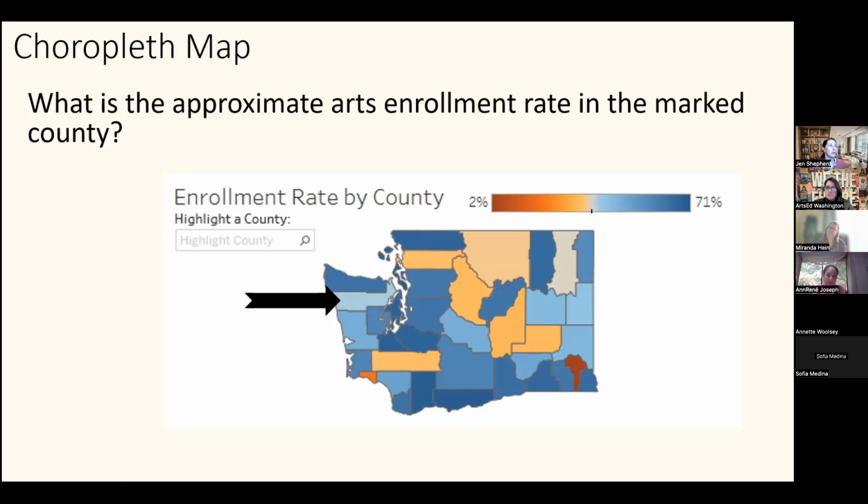And I want you to use your data literacy skills to try to estimate or approximate, what do you think the value is for this county that I've selected here? In the dashboard, you'd be able to hover over it and get that value. But there's enough cues here that I think you could probably get pretty close. And I'd like to hear how you go about doing that.